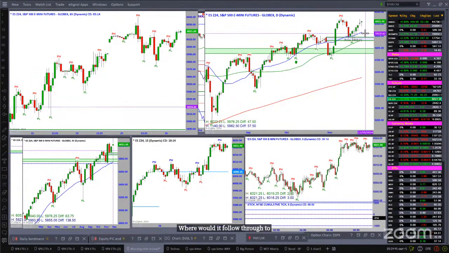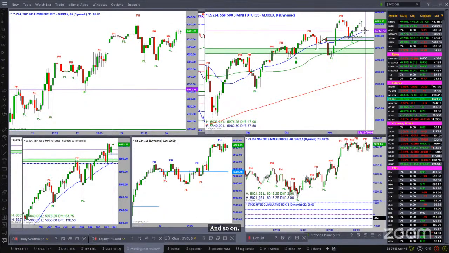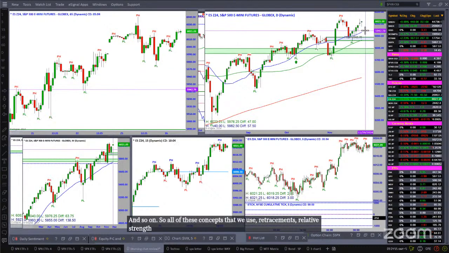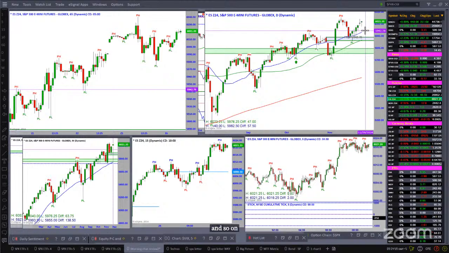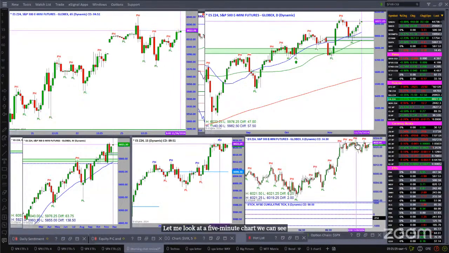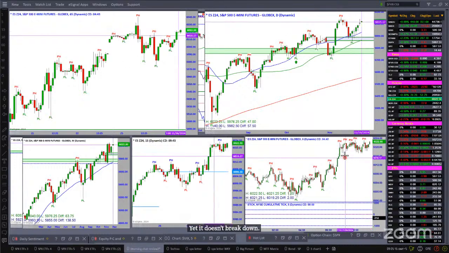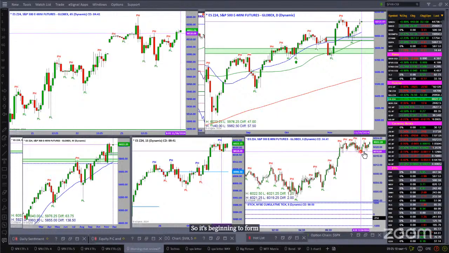Yesterday I spoke about depths of retracement and so on. All of these concepts that we use, retracements, relative strength, relative weakness, trend, multiple time frames, and so on, guide us as to our bias. So today, does it hold on to the gain? We look at a 5-minute chart. We see these little rejections as it's attempting to move up, yet it doesn't break down. So it's beginning to form a little support area there.